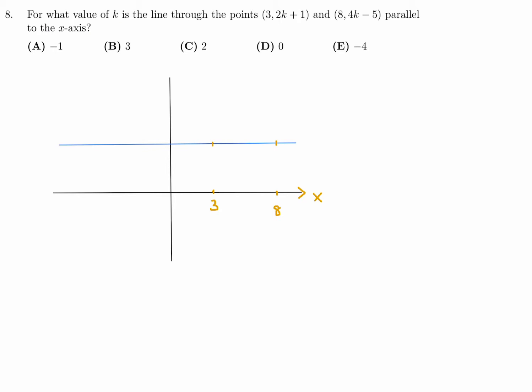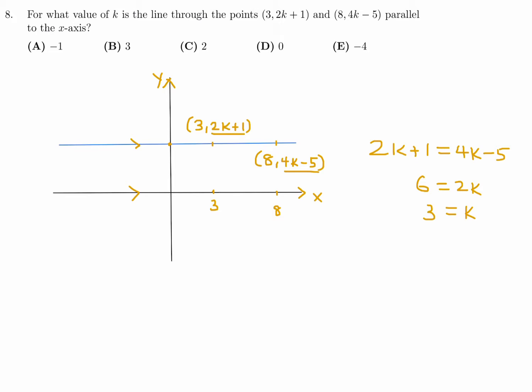Now, in order for this line to be parallel, that means the y values of these 2 points have to be the same. So, if this is (3, 2k plus 1), and this is (8, 4k minus 5), the y values, this one and this one, have to be the same. And that would be the y value on the y-axis. So 2k plus 1 is equal to 4k minus 5, and therefore 6 is equal to 2k, and therefore k is equal to 3. So number 8, the answer is B.